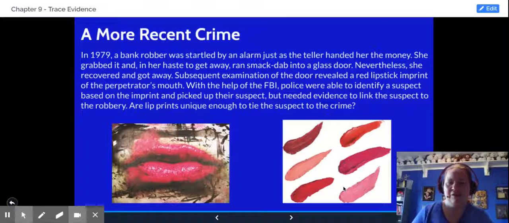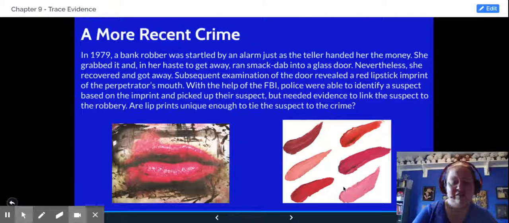All right. A more recent crime: a bank robber was startled by an alarm in 1979 as a teller handed over money. He grabbed it and, running away really quickly, ran smack dab into a glass door. He recovered and got away. Examination of the door showed a red lipstick imprint of the perpetrator's mouth. With the help of the FBI, the police were able to identify a suspect based on the imprint, and they picked up their suspect, but they needed evidence to link the suspect.